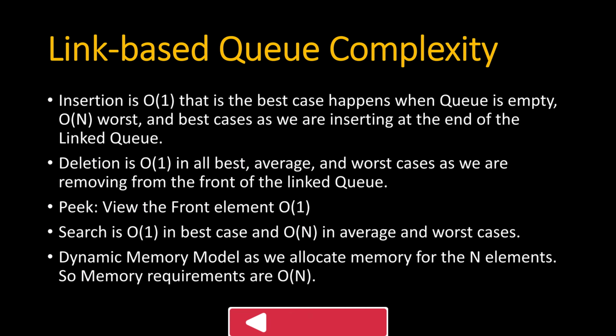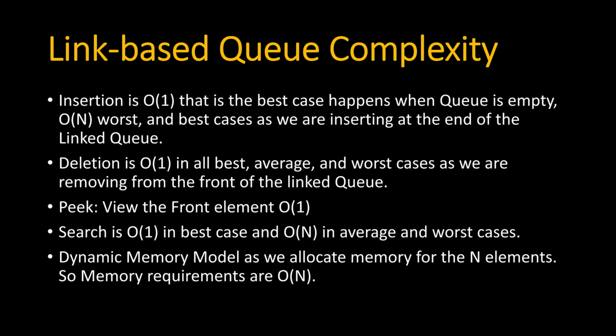Linked queue complexity. Insertion is O(1) in the best case, which happens when the queue is empty because we are going to insert at the front of the linked queue. In worst and average cases it is O(n), as we are inserting at the end of the linked queue. Deletion is O(1) in all best, average and worst cases, as we are removing from the front of the linked queue.